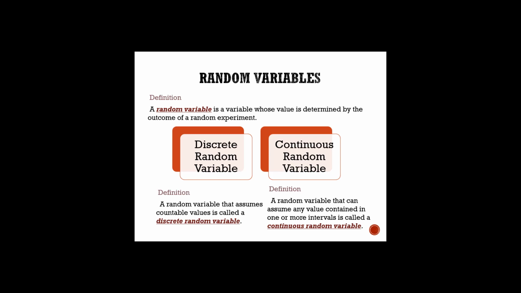But a random variable that assumes countable values, now these are all numeric. Discrete random and continuous are both numeric values, but the discrete random variable is a countable value. In other words, it's a whole number, such as 1 or 2 or 3. And where a continuous random variable would be an interval. It could be a value that's contained in an interval. So a continuous random variable could actually be a fraction or a decimal.